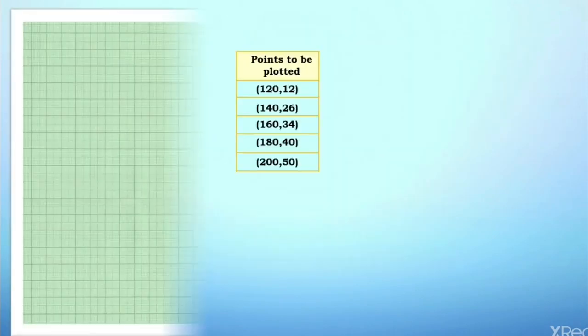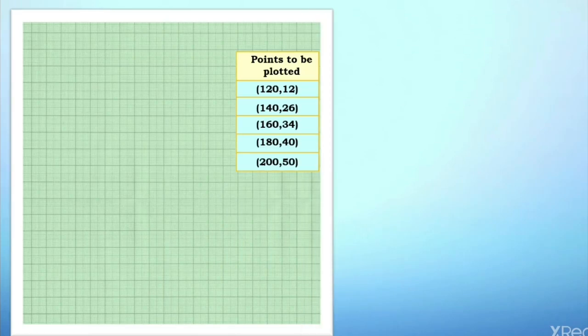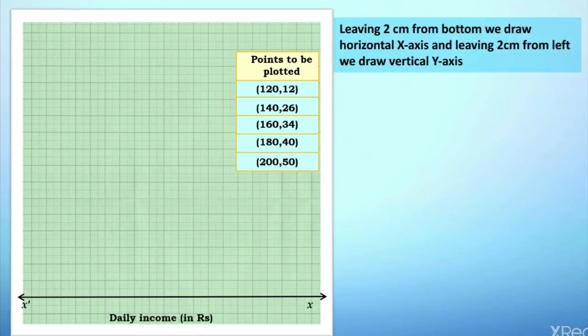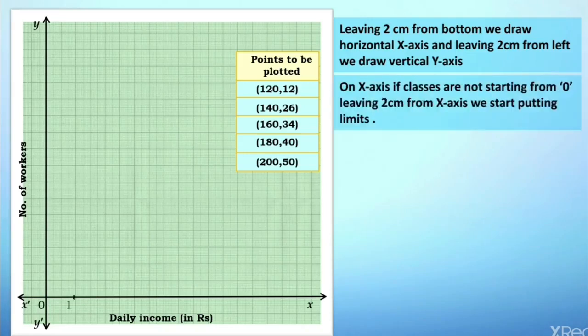For that, let's consider these points, and we will be plotting the x-axis 2 cm above the bottom, and we will be marking it as daily income. And we are going to consider a vertical line 2 cm from the left hand side, and we mark it as y-axis, and we name it as number of workers. After that, we will mark the limits of the class interval, that is 120, 140, 160, 180 and 200.